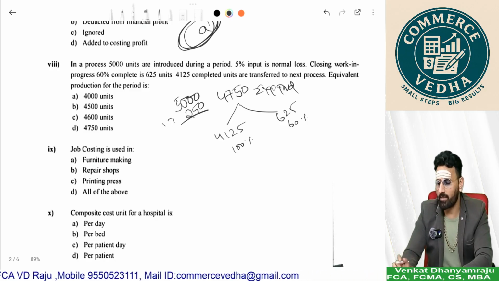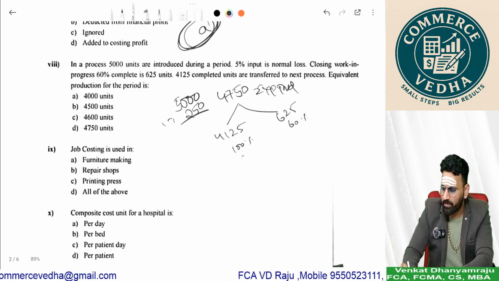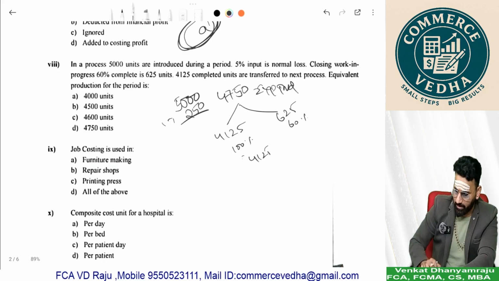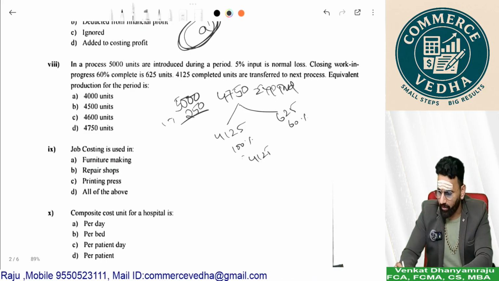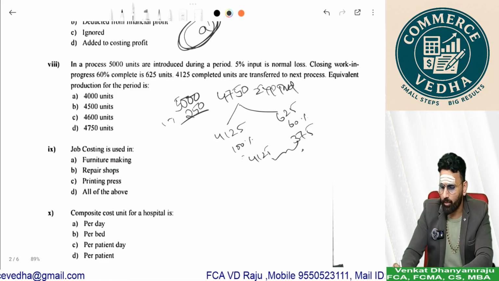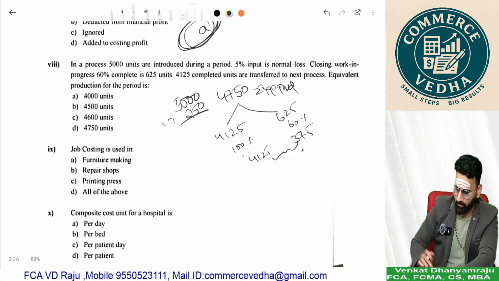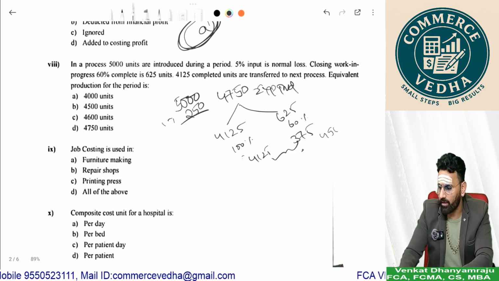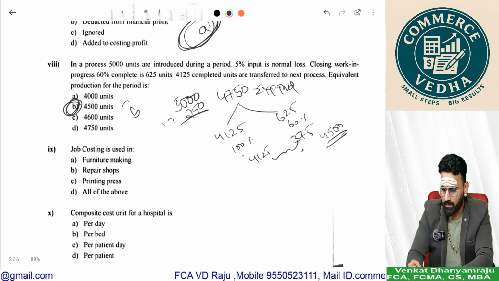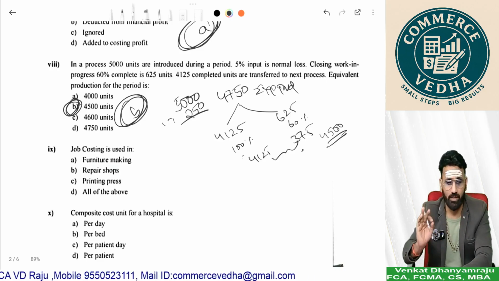Now the question asked is, what is the equivalent production? Whatever is 100% completed shall be taken as 100%, and whatever 60% completed shall be taken as 625 into 60%, that is 375. Put together, equivalent production is 375 plus 4125, 4,500 units. So the correct answer is B. With this, we finished 8 questions with clarity.